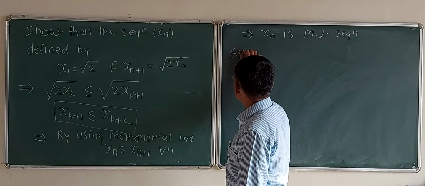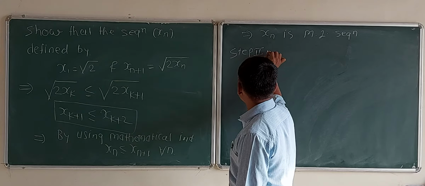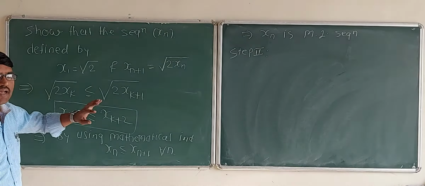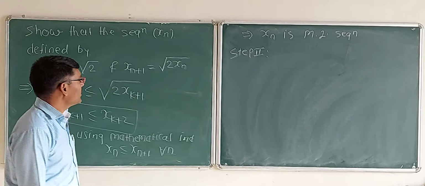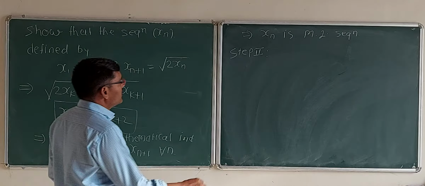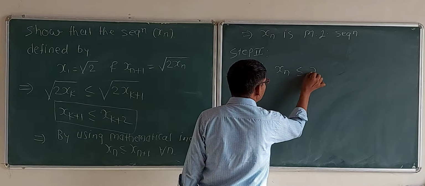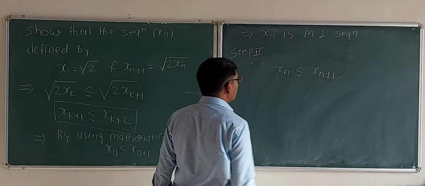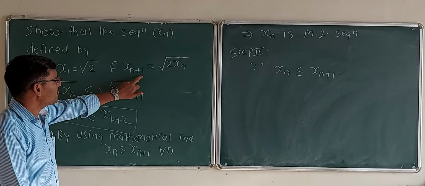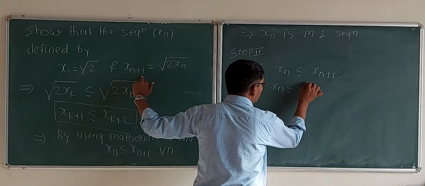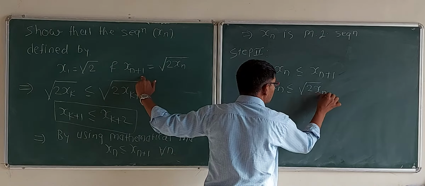Now in step number 2, we have to show that this sequence has an upper bound. Okay, so what is given here? Since xn is less than or equal to xn plus 1, but what is xn plus 1? The value of xn plus 1 is under root of 2xn, so xn is less than or equal to under root of 2xn.